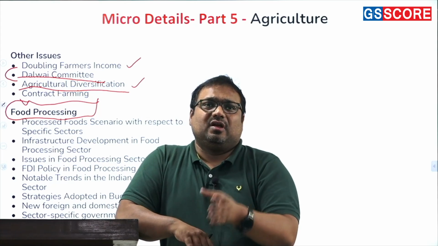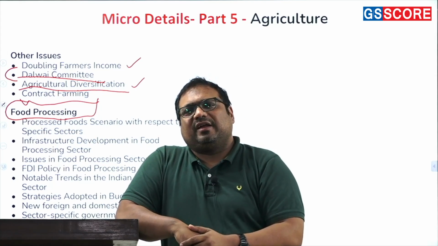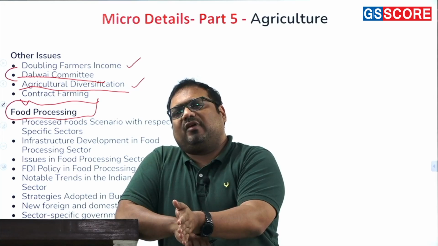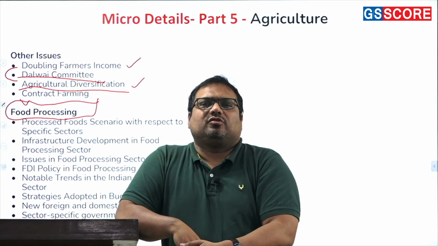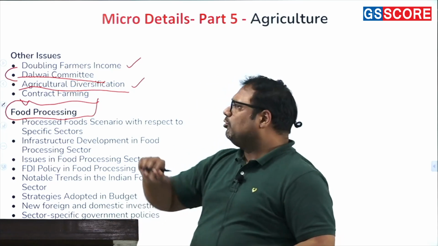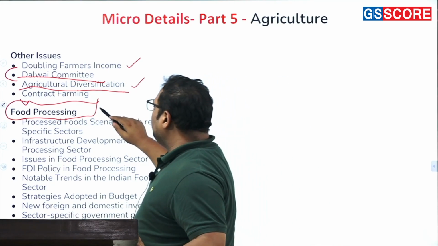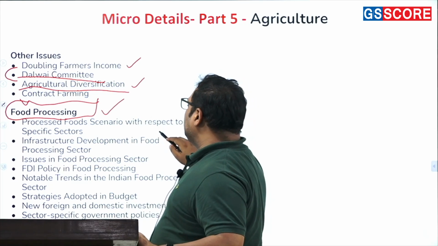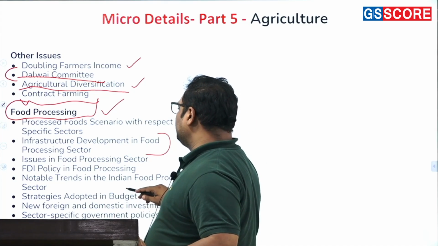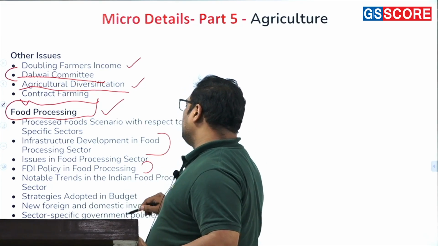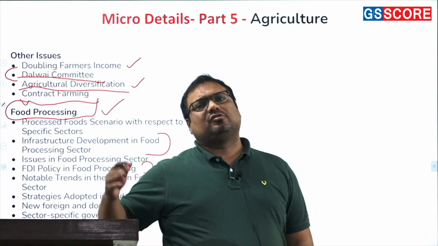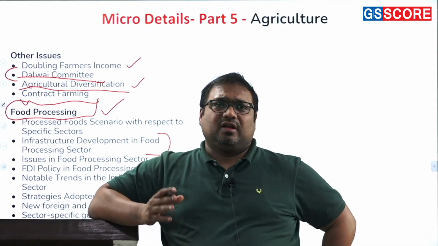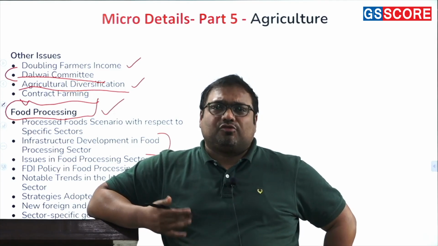Then the impact of food processing on agriculture, for example, better income for farmers, reduction in wastage, investment in storage, investment in transportation. All those impacts are there due to food processing. Okay, then there is infrastructure development in food processing, FDI policy in food processing, exports, and other government schemes. So those all must also be studied. So this is what you need to study in agriculture.